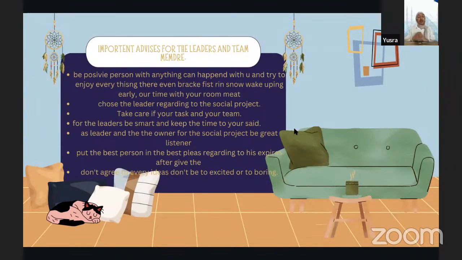Also, yes, choose the leader, guys. How? Before you choose the leader, let everyone share their social project. Okay, everyone, we have a meeting tomorrow. Everyone has an idea and needs to show us their idea in that meeting. Then you can do voting on which idea is the best. The best idea's owner is going to be the leader.